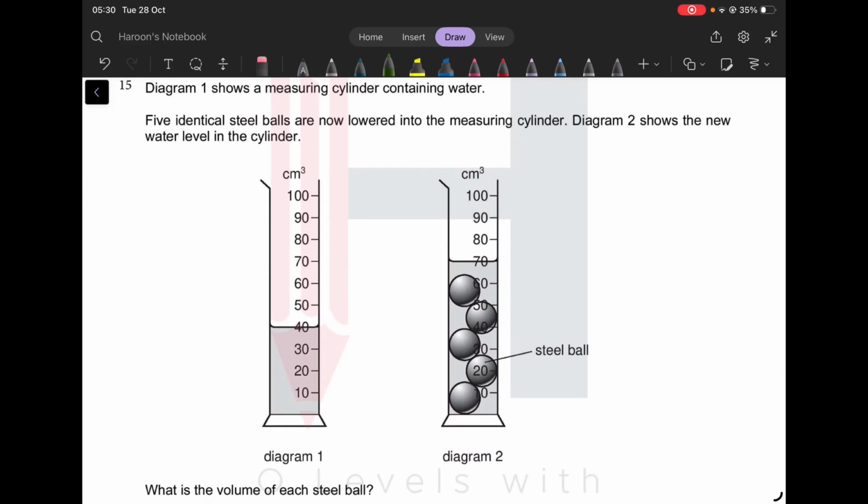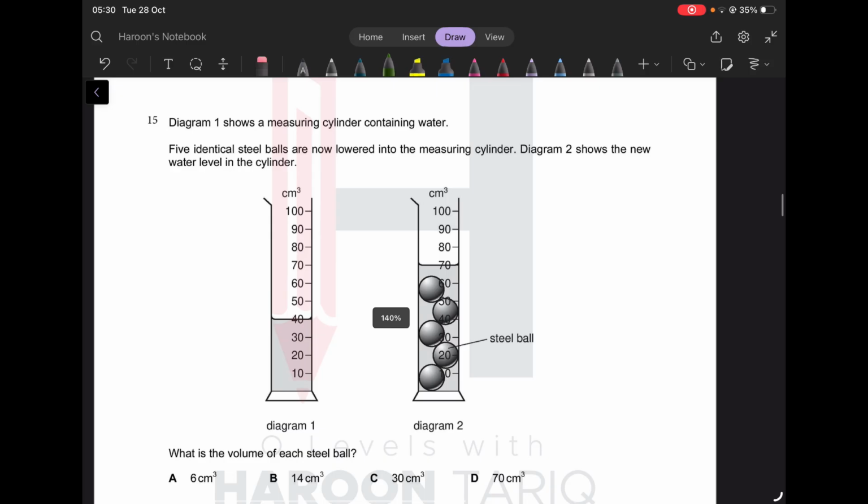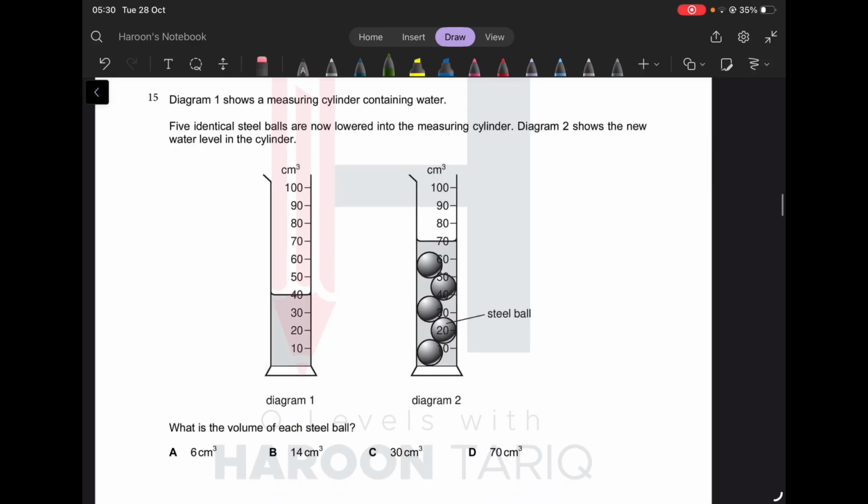Next, question number 15 over here. 14 was off topic. The diagram shows a measuring cylinder containing water. Five identical steel balls are now lowered into the measuring cylinder. Diagram 2 shows the new water level in the cylinder. What is the volume of each? This is an important piece of information. Each steel ball. So I'll just call this V2. This is 70, and I'll call this V1. This is 40.